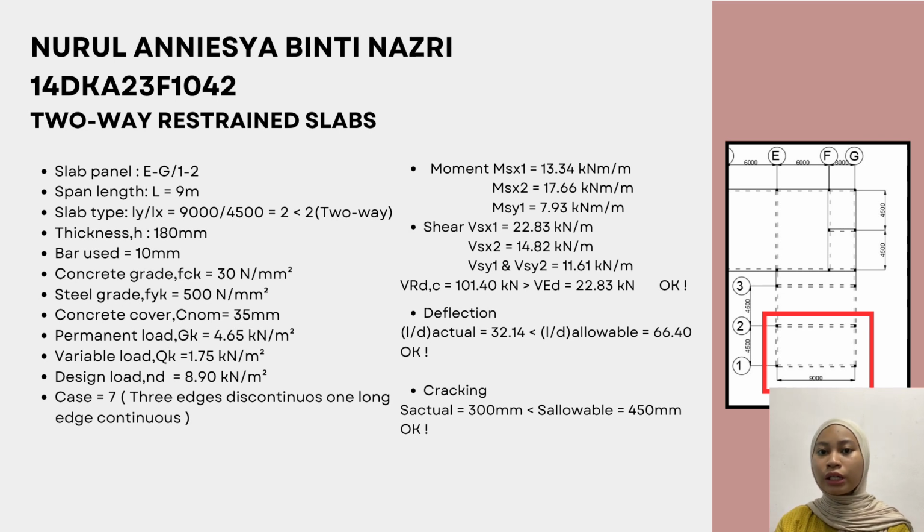So cracking check, actual crack width is 300mm, and the allowable crack width is 450mm. Actual crack width is lower than the allowable value, so cracking is within the limit.